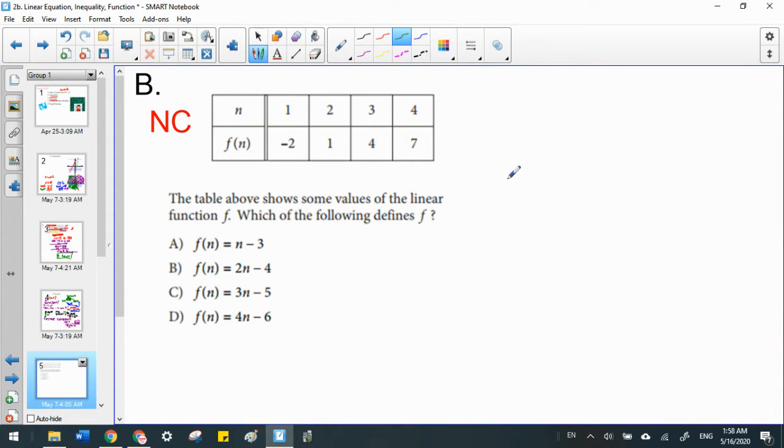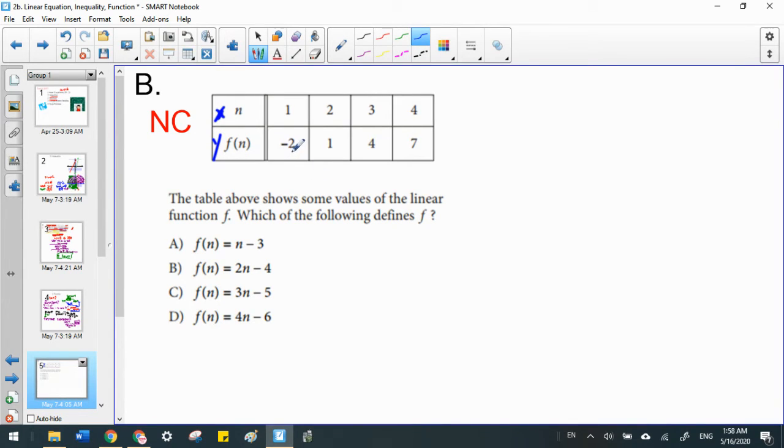Okay, I have this function right here where I have this table, n is 1, 2, 3, 4, and f of n is negative 2, 1, 4, 7. And now they're asking which of the following defines f. I will tell you that if you know how functions relate to variables, this question is going to take you exactly 2 seconds. But I'm teaching you this concept, so we're going to go a little bit slow to get you through it. Like I said before, you can always think of the function as y, and then the variable inside of the function as x.